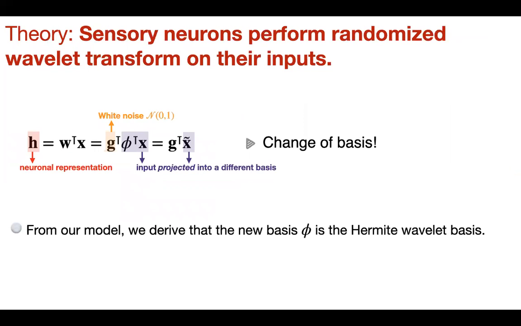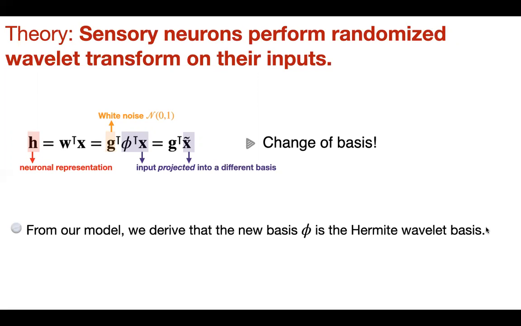And this approach actually gives us a lot of theoretical insights on sensory representation. In particular, we find that sensory neurons perform a randomized wavelet transform on their inputs. To be precise, your neural representation H, which is W transpose X, is all that you take: your input X, you transform that into a new basis using this matrix P, and then you hit that with a white noise vector. So a randomized change of basis. And actually from our model, we can derive what the new basis is, and it turns out to be the Hermite wavelet basis.